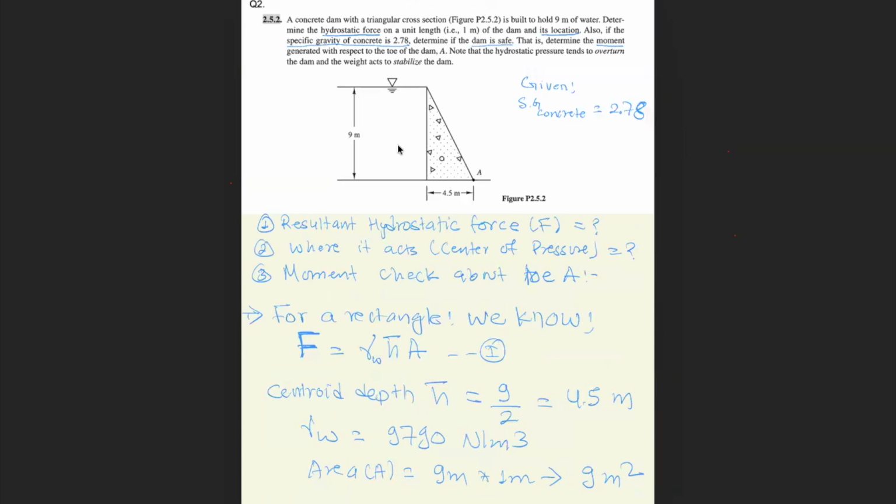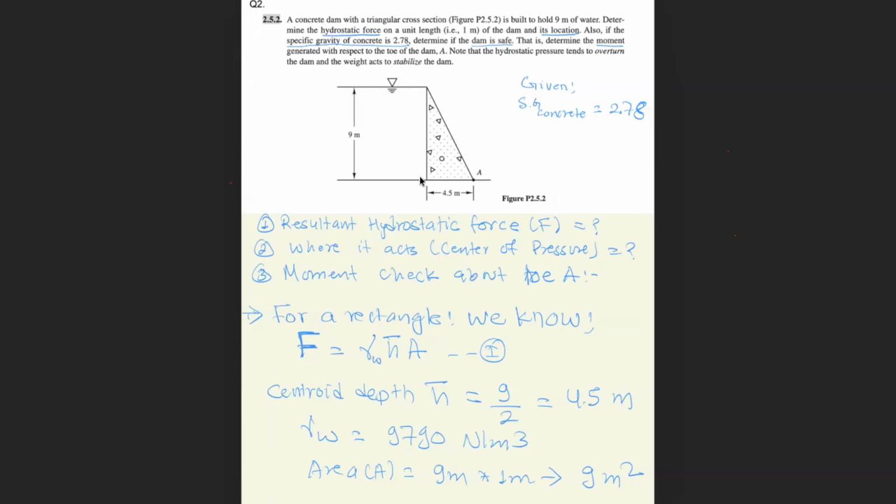So now let us go through the next question, question number 2. Since I already solved this problem, you can just go through the solution, avoiding my voice as well. This question is about finding the stability of the dam at point A. It asks us to determine the hydrostatic force, the center of pressure, and lastly a moment check about toe A.